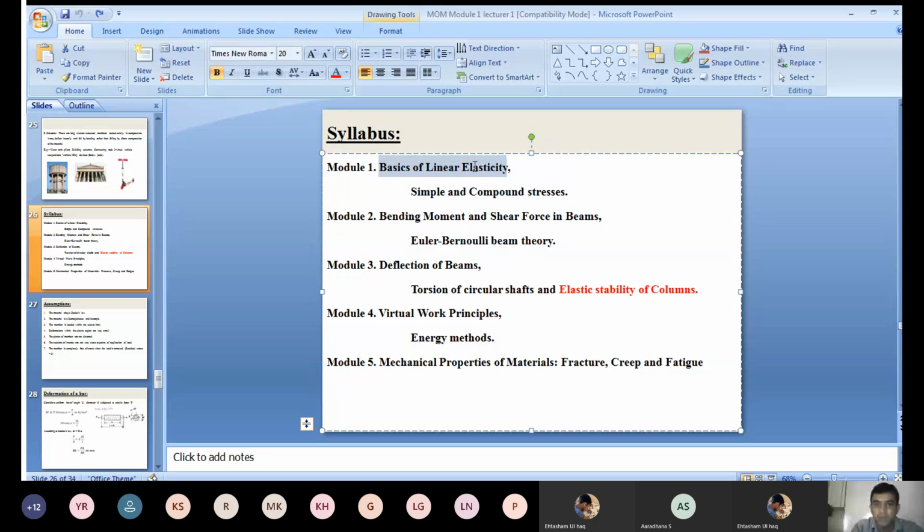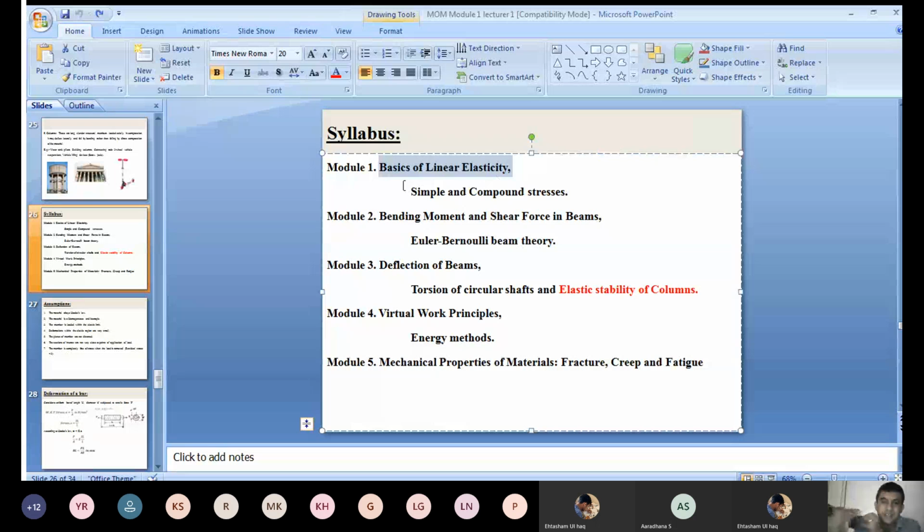What does linear elasticity mean? Whatever the material, we consider it up to the elastic limit only. Means if you apply a load, it continuously deforms. If you remove the load, it comes back to its original shape and size. That is called elasticity, the linear elasticity. In the stress strain diagram, we only consider up to the elastic limit.